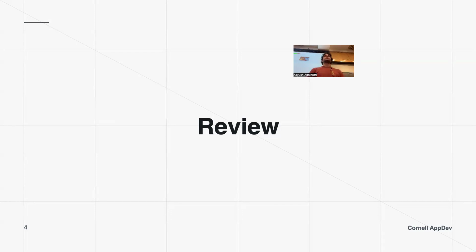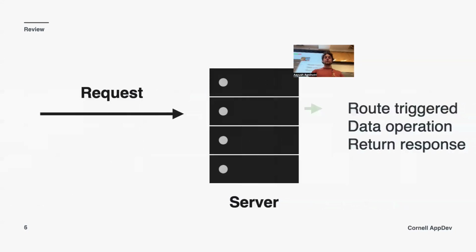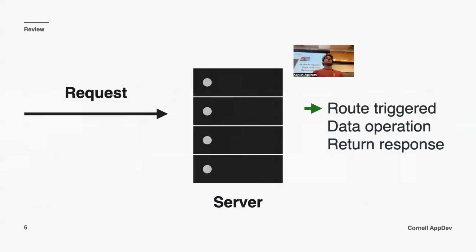I know it's been a pretty long time since we've done backend, so we're going to go into a little bit of a review of the client server model. We have the client over here, which is basically just the phone, tablet, or computer that the user is using to send requests. And the server is a large computer that runs backend code and handles all of the data. As I said before, the client sends a request to the server. Some route is triggered. If you remember, the route is that URL that you're sending requests to.